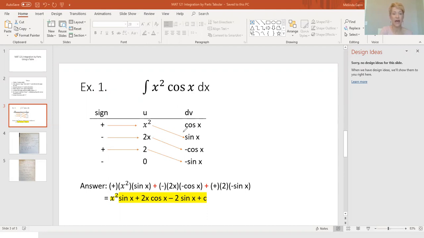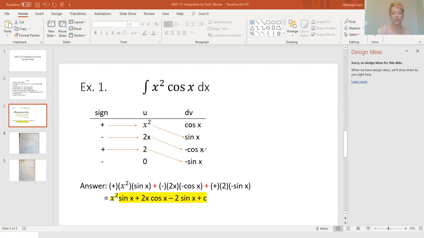If you integrate sine x, you get negative cosine x. Okay? I keep going because I don't have the middle column 0 yet. So if this one's plus, that one's minus. The derivative of this constant, of course, is 0. So that's how I know this is my last row, but I've still got to finish the row.